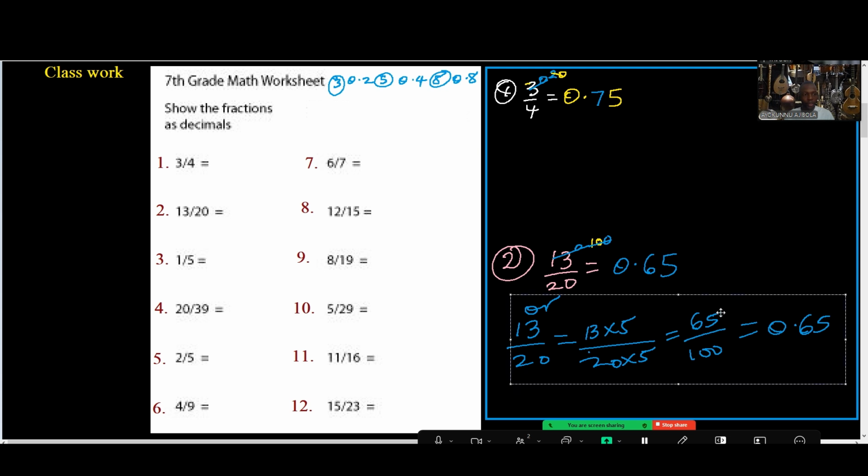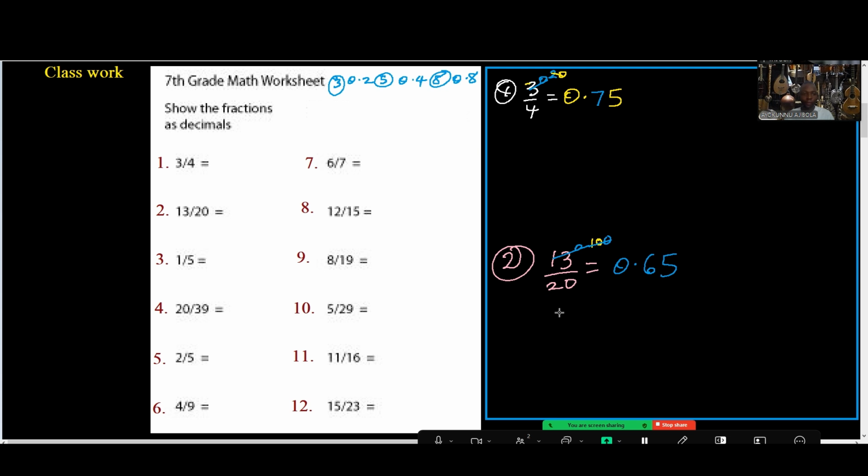Do you understand the first method? Let me explain the first method. We have 3 divided by 4. Since 4 is bigger than 3, it cannot be possible. That's why I put 0, okay?